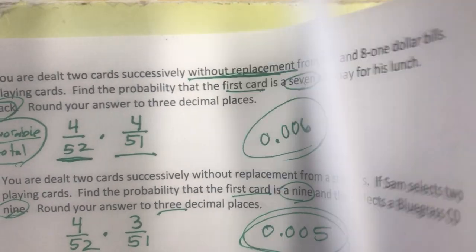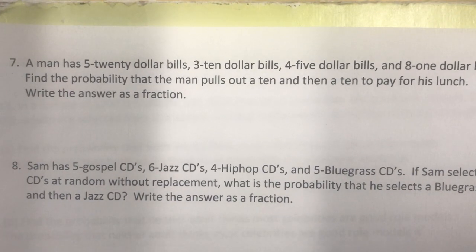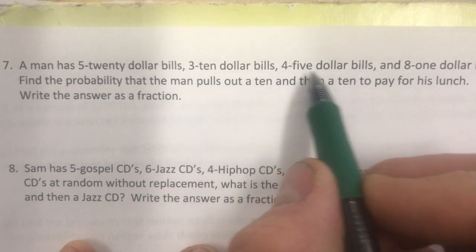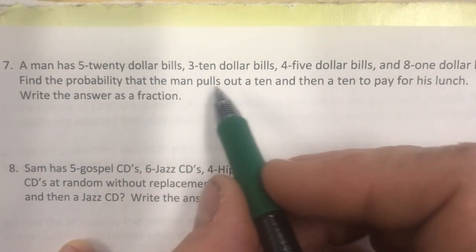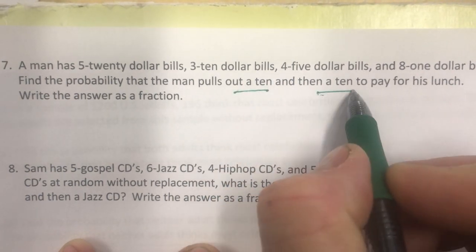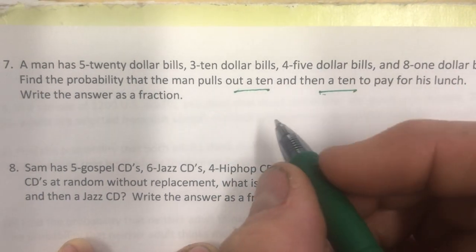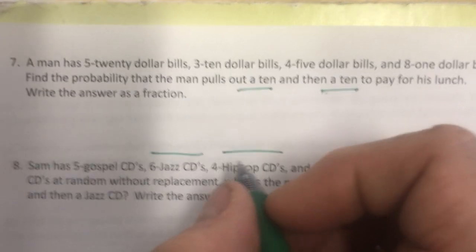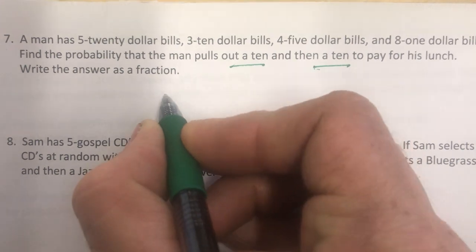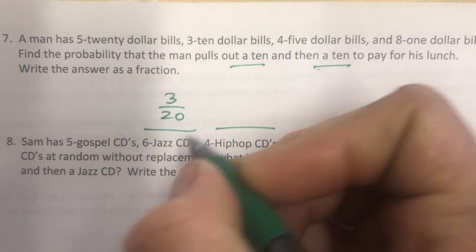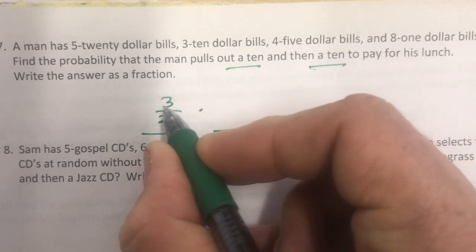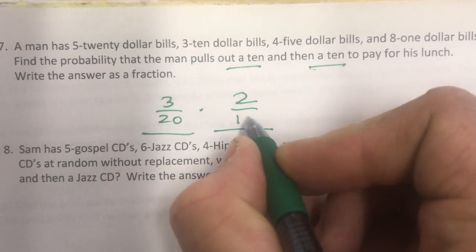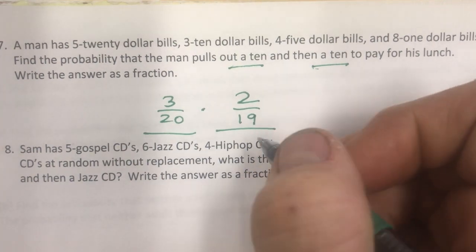All right, let's get to the next one here. It's another similar question. He's got 5 20s, 3 10s, 4 5s, 8 1s. Find the probability that the man pulls out a 10 and then a 10 to pay for his lunch. All right, so this first one here, he wants a 10. The second one, he wants a 10. So on 10s, there's 3 10s, so 3 out of 20 bills. For the second event, well, he's taken a 10 out, so there's only 2 10s left, and there's only 19 total left. So that'd be 2 out of 19.